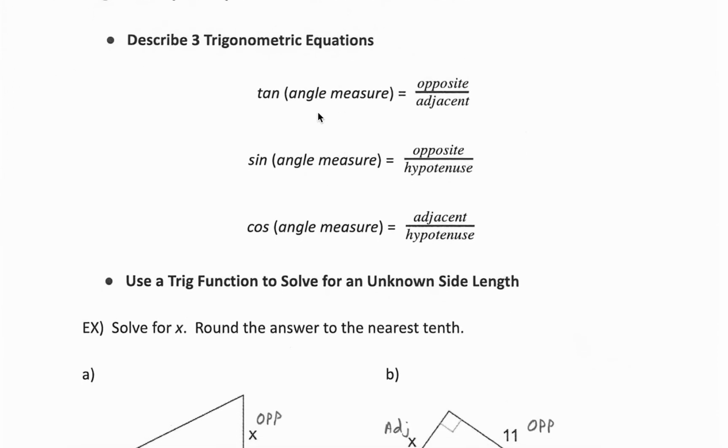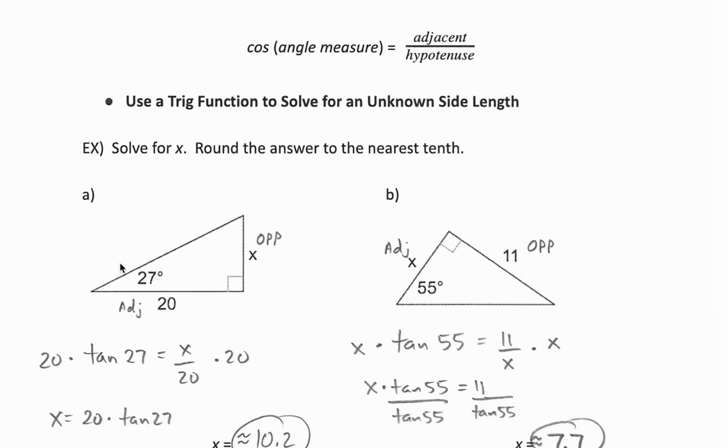All right, so these are the equations that we are going to be using. Hopefully you're familiar with these ratios. We're going to be identifying the parts of our triangle and labeling them with those words. And then we'll use that to determine which of these three trig functions we're going to use. And then we'll use its equation here to solve for an unknown side length.